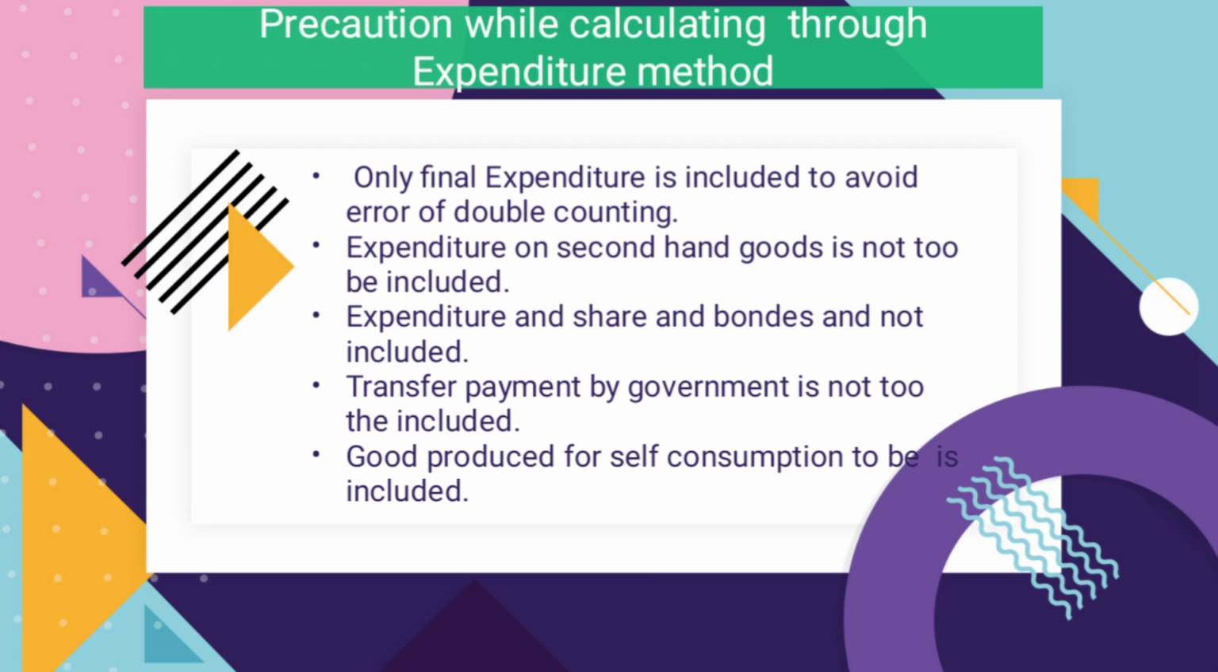While calculating by this method also, we have to take some precautions. Only final expenditure is included, to avoid the error of double counting. Next, expenditure on second hand goods is not to be included. Next, expenditure on shares and bonds is not included. Transfer payments by government are not to be included. Goods purchased for self consumption are to be included.